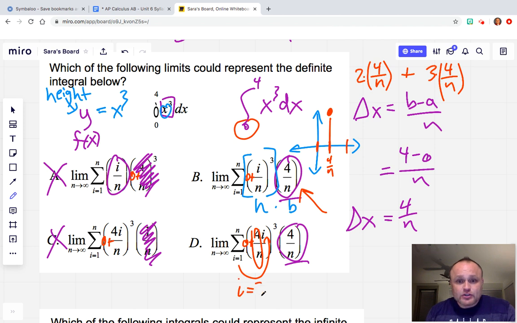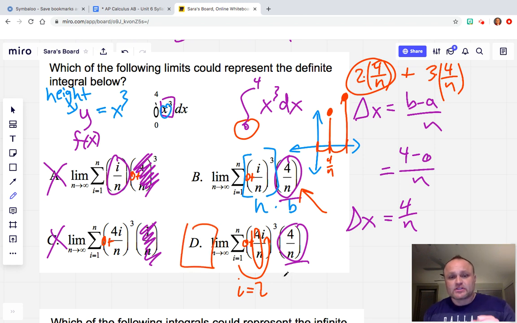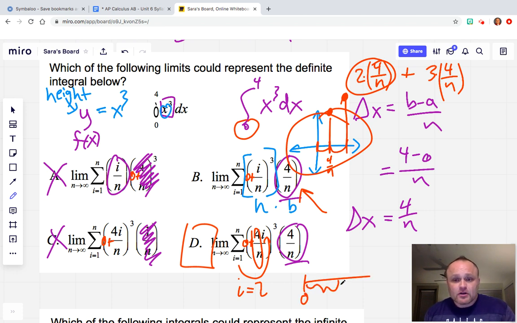When i is 2, then it will be 8 over n. So we're going to jump 2 jumps because that's 8 over n. And what would the y value there be? Okay, so that's why it's going to be D on this one, because it shows you. This graph right here is a good way to see it. We started at 0. Each jump was by 4 over n.